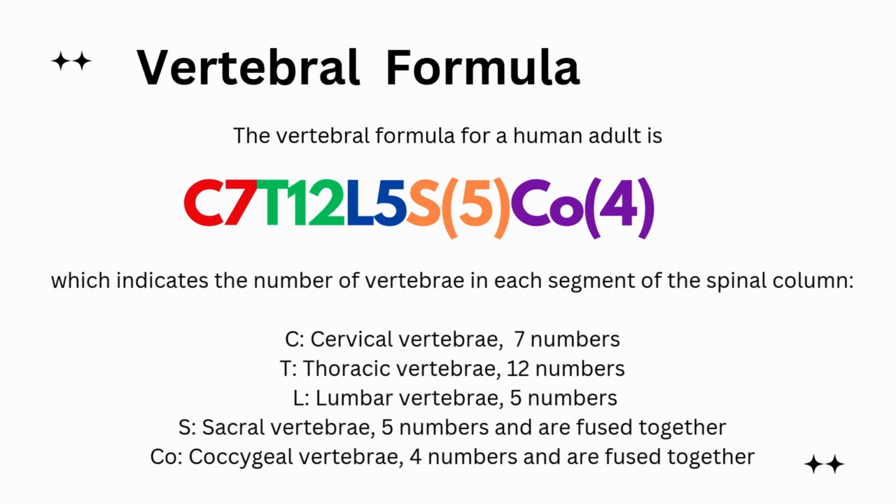So C7 corresponds to the 7 cervical vertebrae, T12 to the 12 thoracic vertebrae, L5 to the 5 lumbar vertebrae. S5 in brackets is because 5 fused sacral vertebrae S1 to S5 form the sacrum, and Co4 in brackets because 4 fused coccygeal vertebrae forms the coccyx or the tailbone.